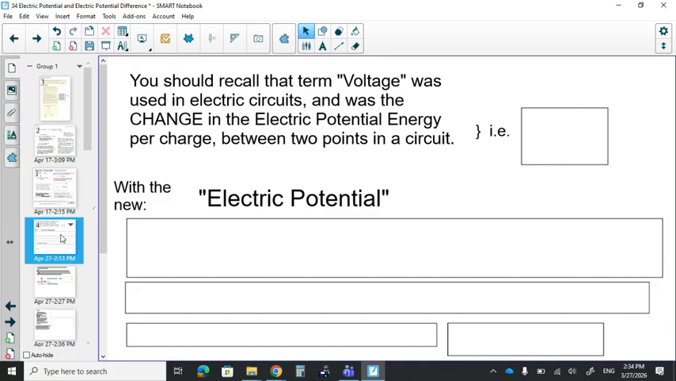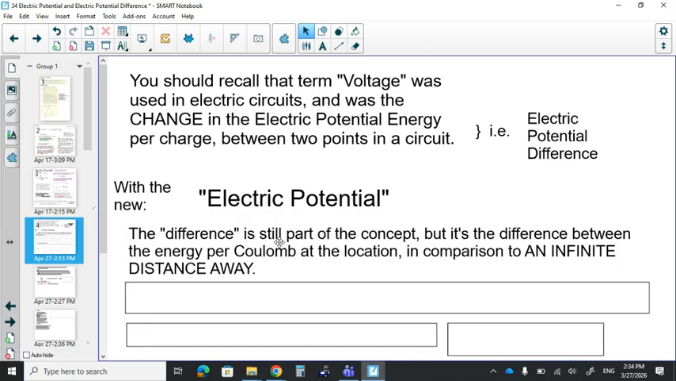You should recall, hopefully, that the term voltage was used in electric circuits, as I mentioned, for the change in electric potential energy per charge between 2 points in a circuit. We've actually already talked about that one. That's your electric potential difference. With the new electric potential, the difference part is still part of the concept. It's just a difference in comparison to infinity. So they're not even that different, except you're just looking at potential difference.